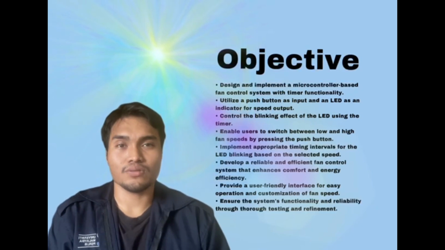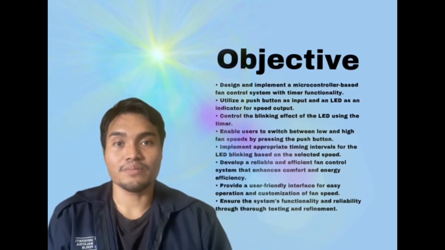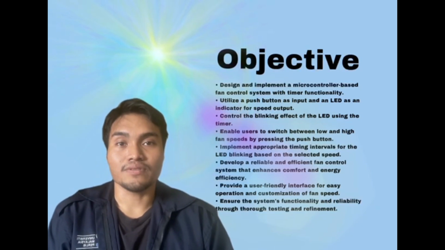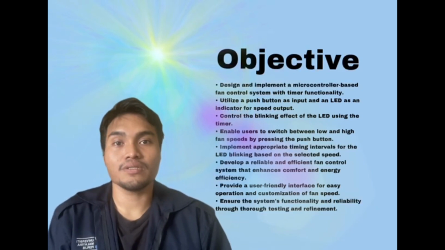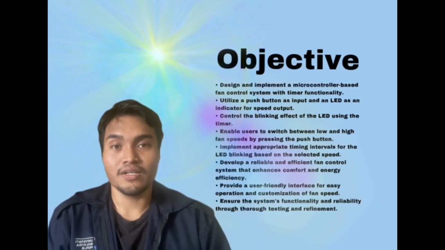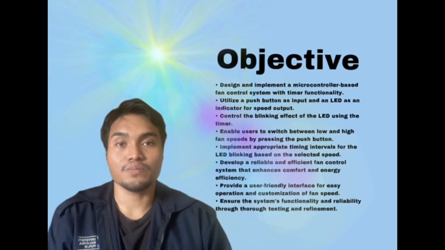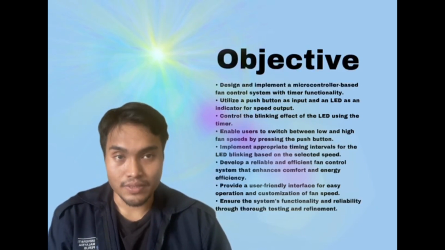The system aims to improve comfort and energy efficiency by providing reliable and efficient fan control. It will use appropriate timing intervals for LED blinking based on the selected speed, ensuring optimal airflow and fan operation. The user-friendly interface allows easy operation and customization of fan speed. Users can easily switch between speeds by pressing the push button, and the LED indicator provides visual feedback on the selected speed.